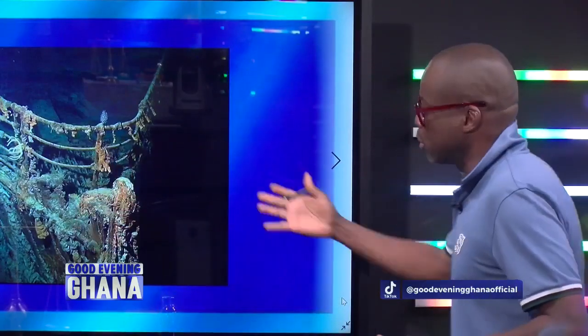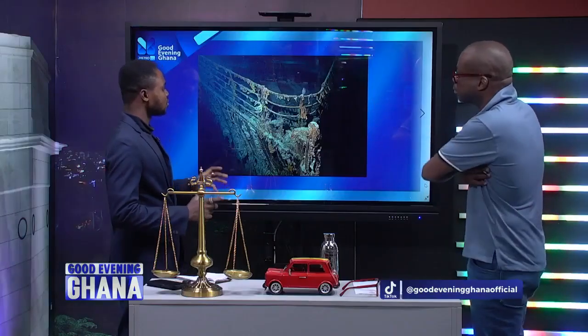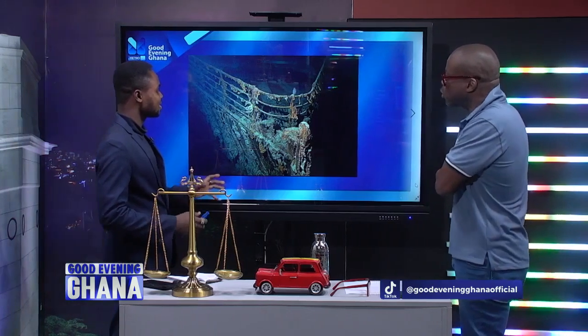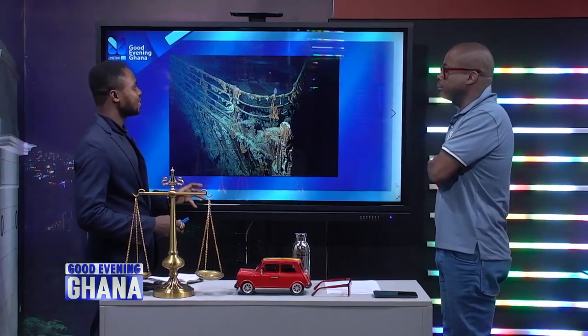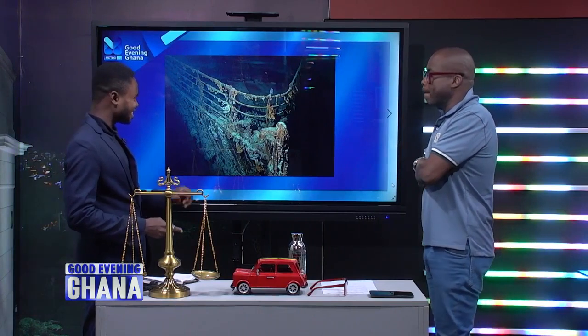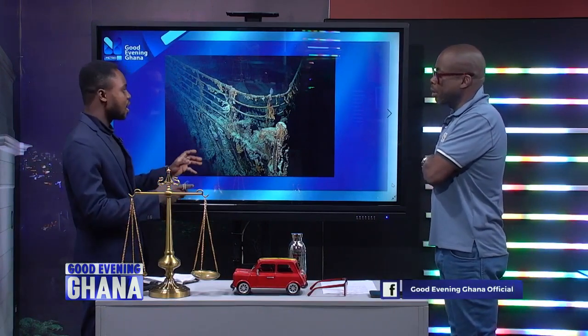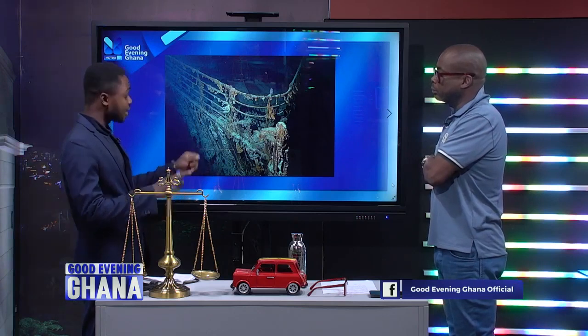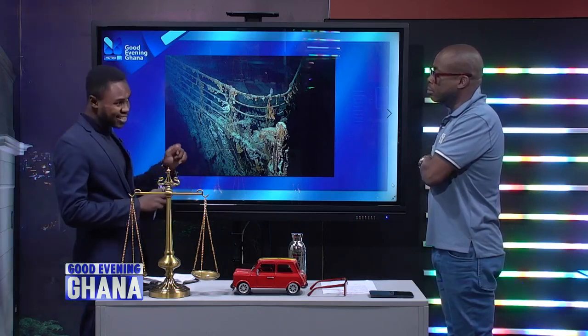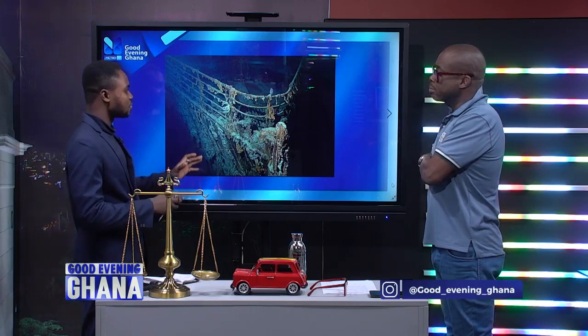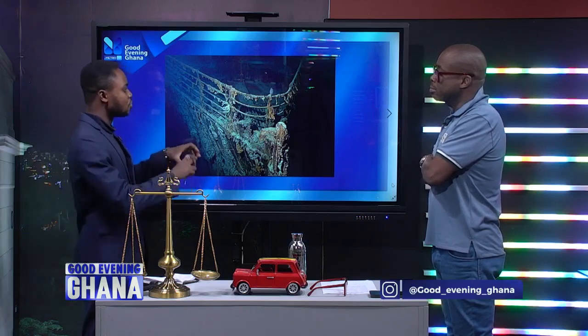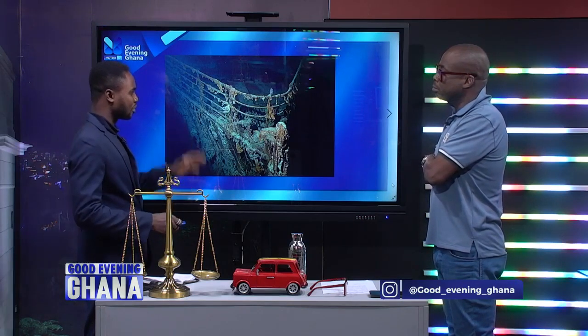Let me hear. What's this on the screen? Yeah, so this is the wreckage of the Titanic, as you can see. So what's the Titanic? The Titanic was launched on 31st May 1911, and at the time it was the largest passenger ship anyway. The tragedy was in the next year, 1912, on 15th April, when it crashed into an iceberg in the North Atlantic Ocean. It broke apart and sank about 12,000 feet down.